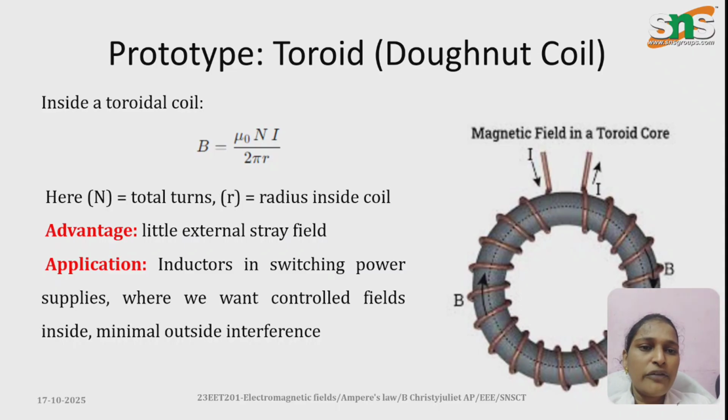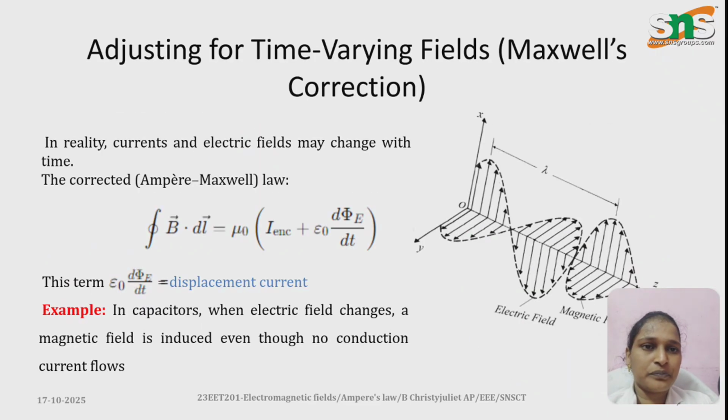So if we want to avoid an external stray field, then these kinds of toroids are very useful, and this is the basic principle of an inductor. Therefore, in inductors in switching power supplies, where we want to control the field with minimal outside interference, Ampere's law is useful in finding how much magnetic field can be produced from any sort of conductor, irrespective of its shape.